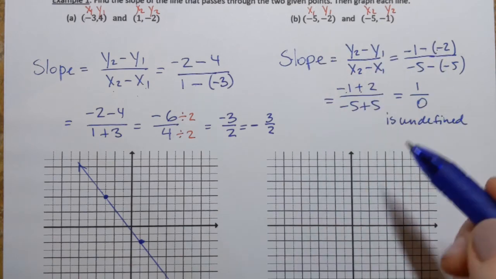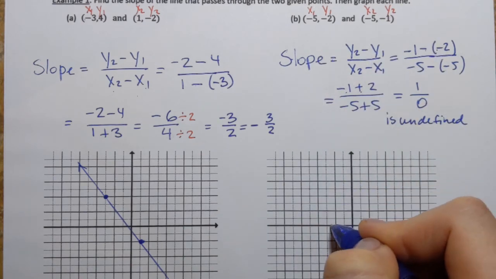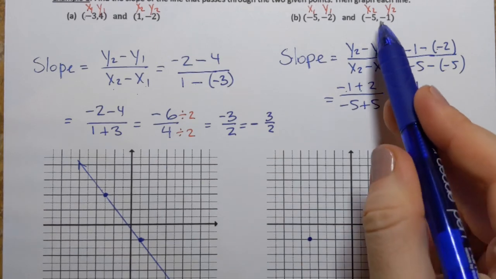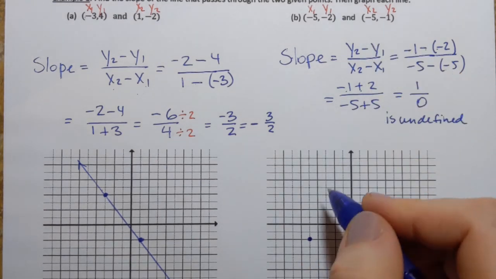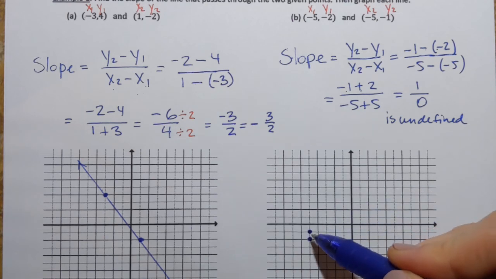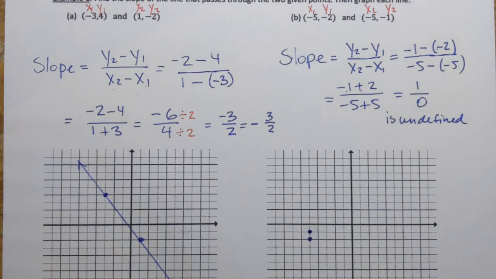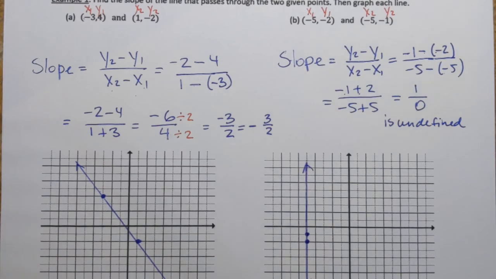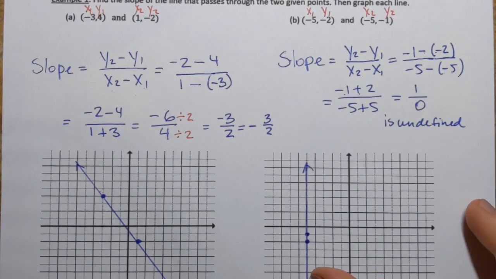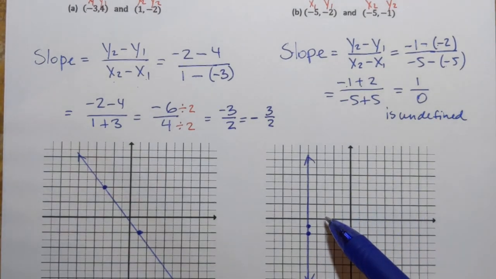-5, -2, that's the first point. X is -5, and then Y is -2, so it's right here. And then -5, -1. Okay, they happen to be very close to each other, but I can see how they're stacked up, so they're one above the other. So if I connect them, I obtain a vertical line. And if you remember, we already talked about how vertical lines are the ones that have no slope, so we don't measure slope for vertical lines.